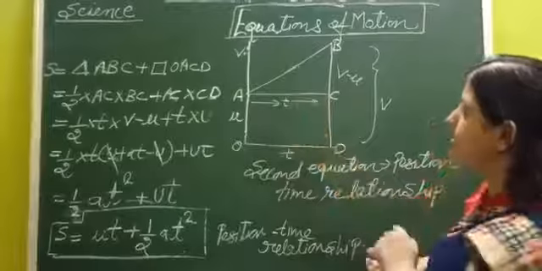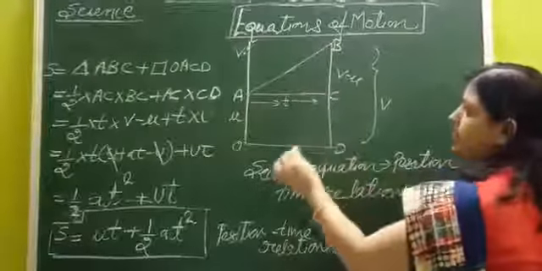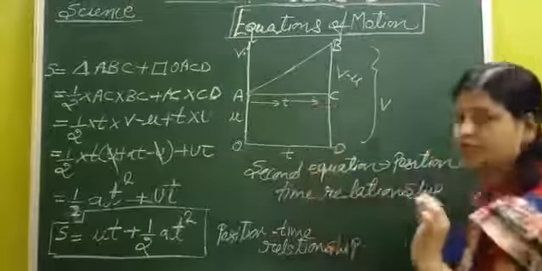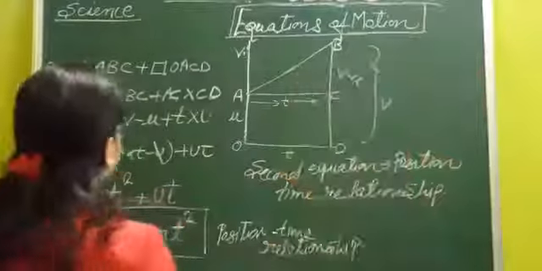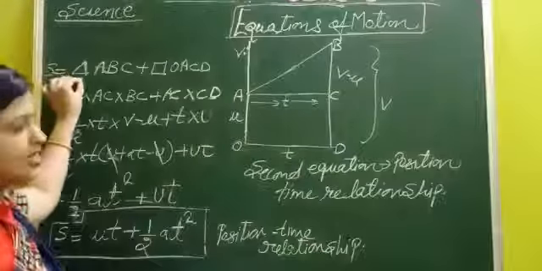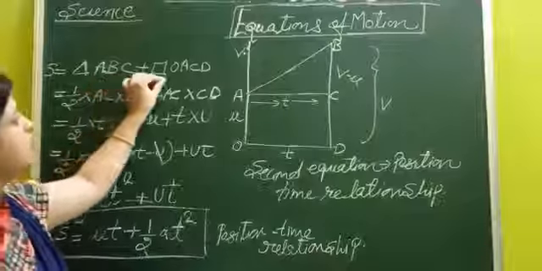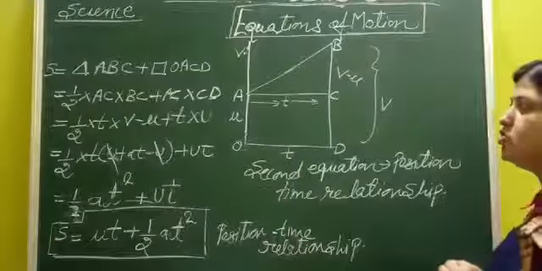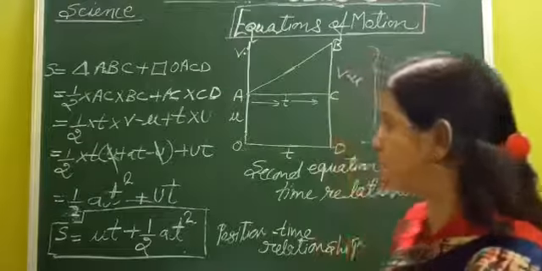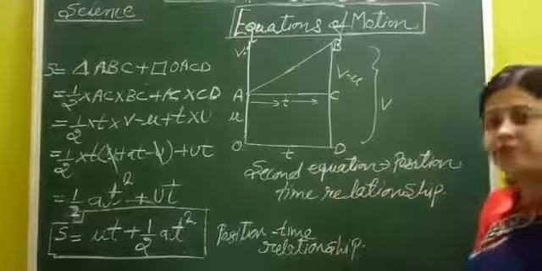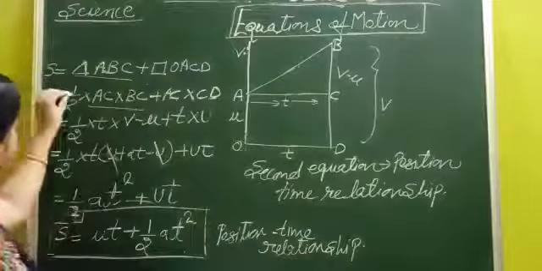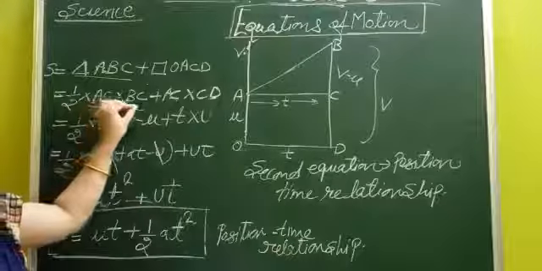Clear? So the triangle is ABC and the rectangle is OACD. First I am writing a formula here: S equals triangle ABC plus rectangle OACD. First we have to put the value of the triangle and the rectangle. What is the formula of the triangle? Half multiply perpendicular multiply base. So I have written the formula of the triangle: half multiply AC multiply BC.